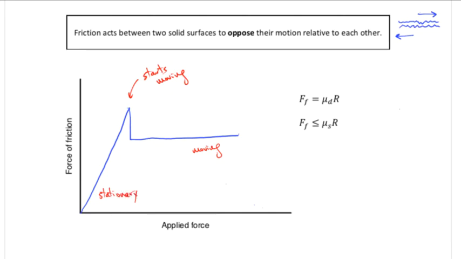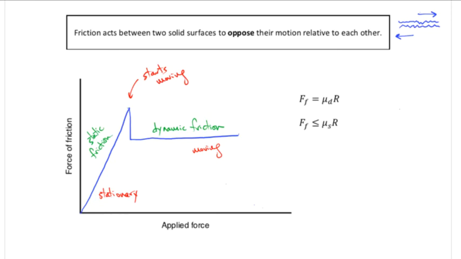The force of friction when the object is moving is called dynamic friction. And the force of friction when the object is stationary is called static friction. Now notice that dynamic friction remains constant and is lower than the maximum possible value of static friction. Static friction increases with the applied force to a maximum value.